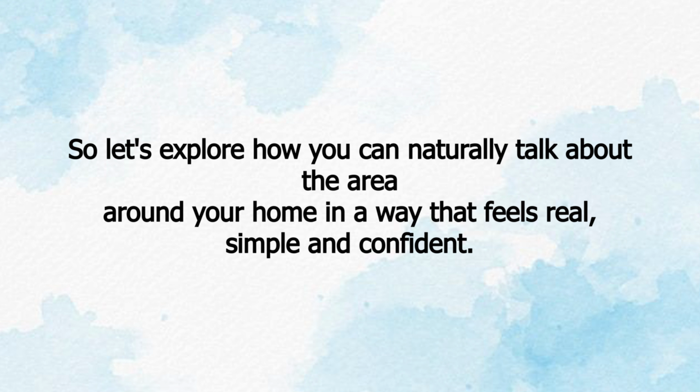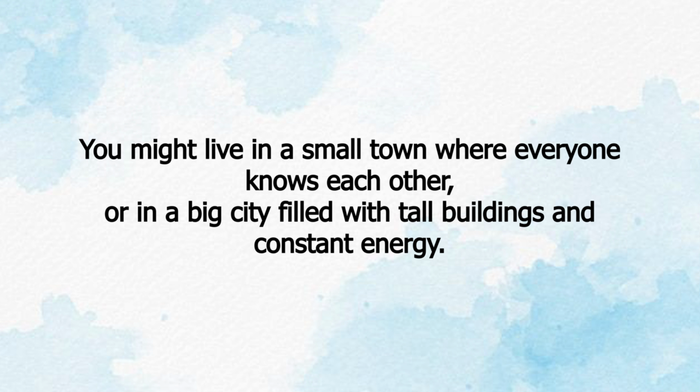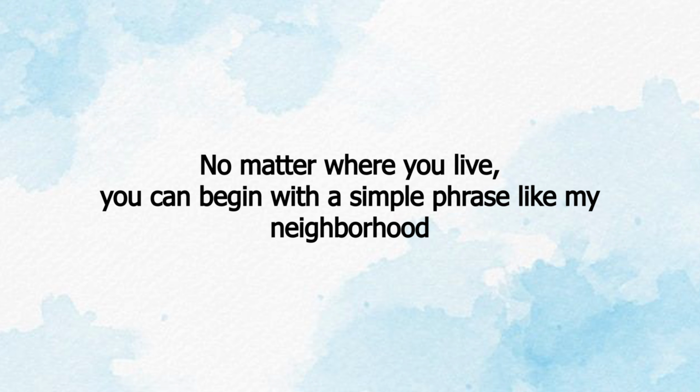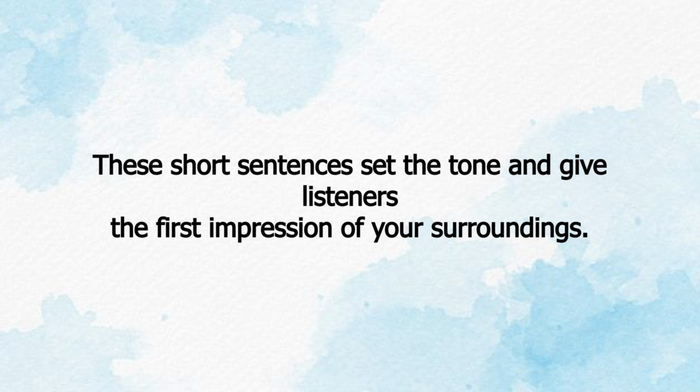So let's explore how you can naturally talk about the area around your home in a way that feels real, simple and confident. A neighborhood can be quiet, busy, lively, peaceful, modern, friendly, or anything in between. You might live in a small town where everyone knows each other, or in a big city filled with tall buildings and constant energy. No matter where you live, you can begin with a simple phrase like, "My neighborhood is quiet and friendly," or "I live in a lively area with lots of shops and cafes." These short sentences set the tone and give listeners the first impression of your surroundings.